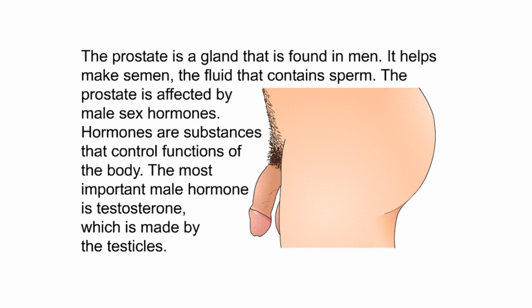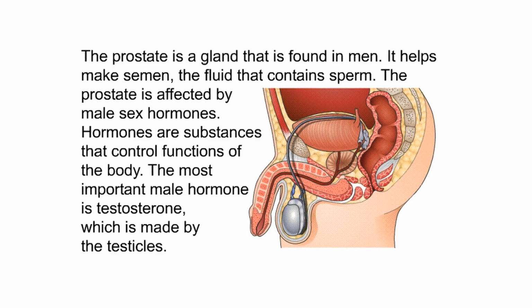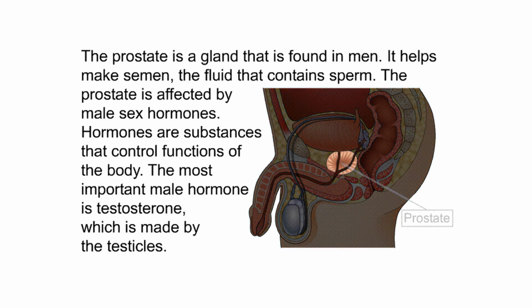Summary. The prostate is a gland that is found in men. It helps make semen, the fluid that contains sperm. The prostate is affected by male sex hormones. Hormones are substances that control functions of the body. The most important male hormone is testosterone, which is made by the testicles.